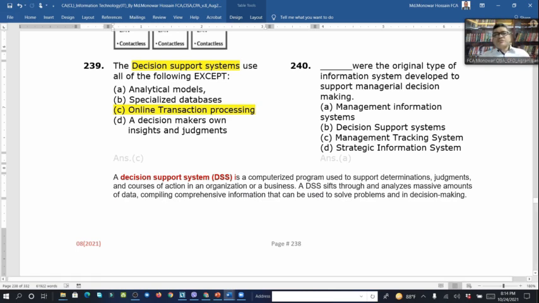If we see 240, dash were the original type of information system developed to support managerial decision making. Here, management information system, MIS, was the original type of information system developed to support managerial decision making. Here the answer is A.